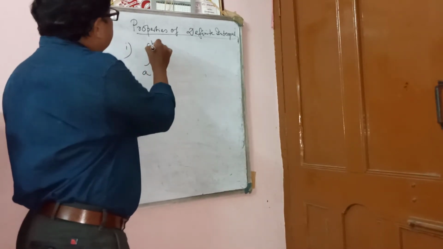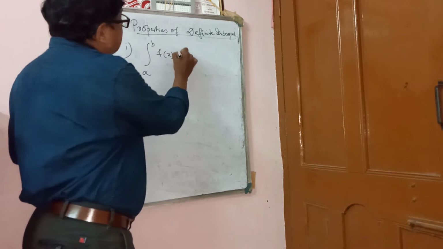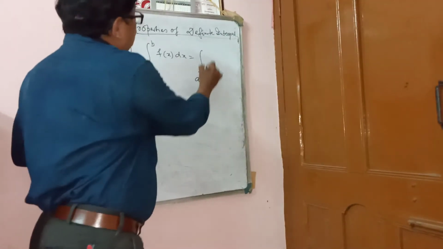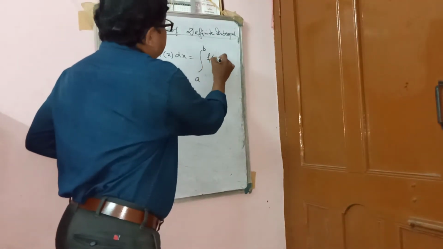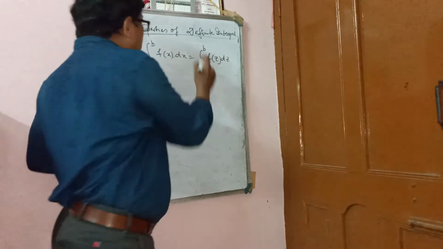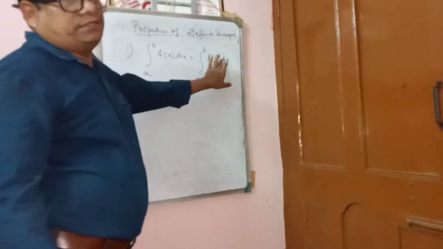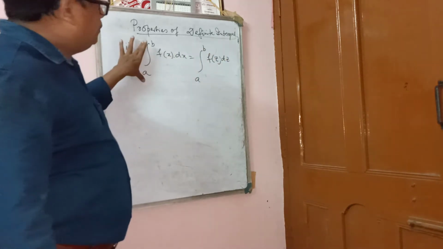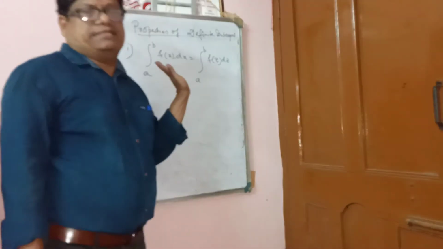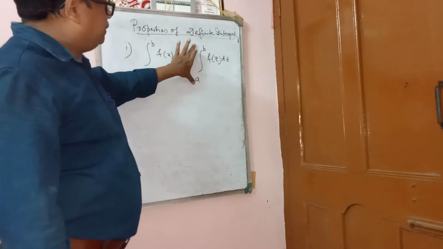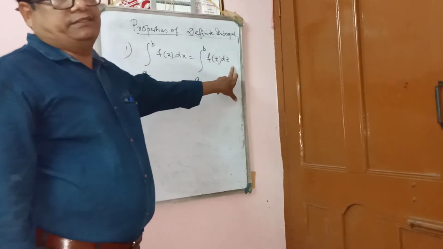Integration a to b f of x dx, we can write as a to b f of z dz. You just put x in place of z. So a to b f of x dx equals a to b f of z dz.